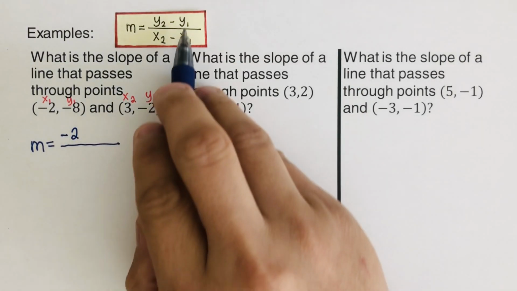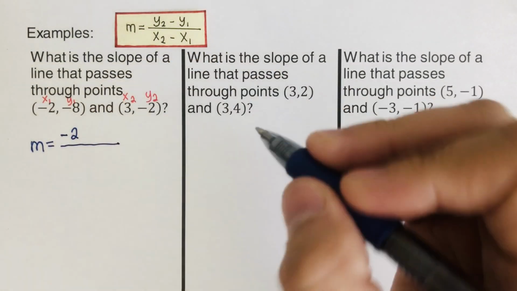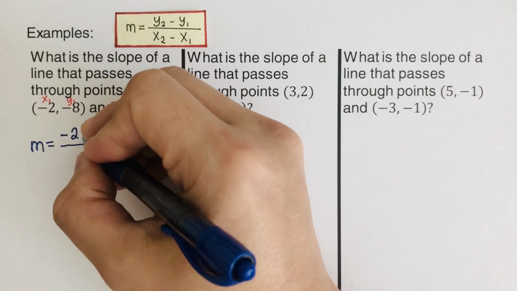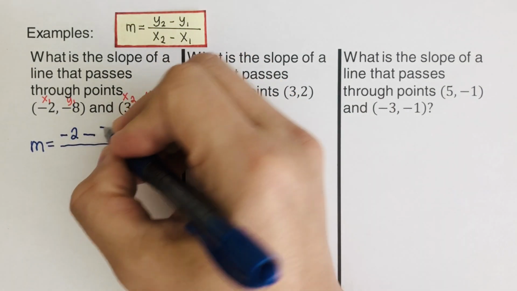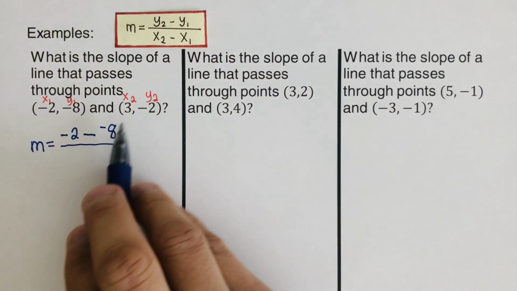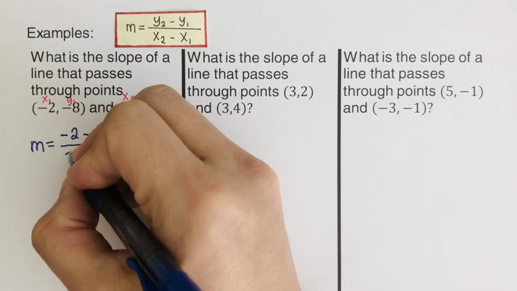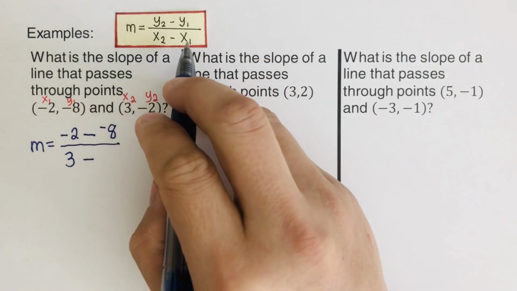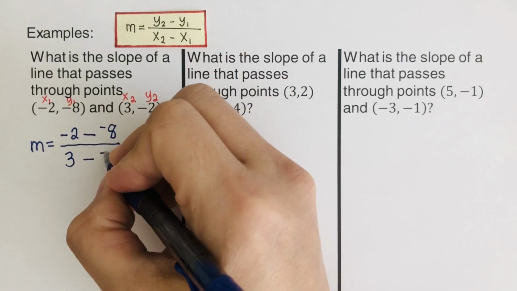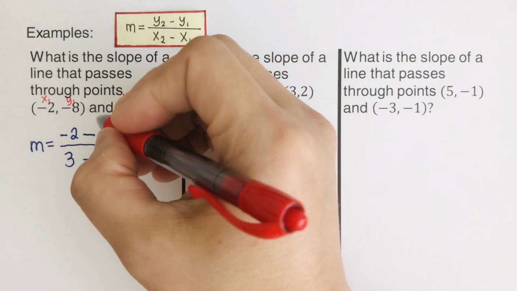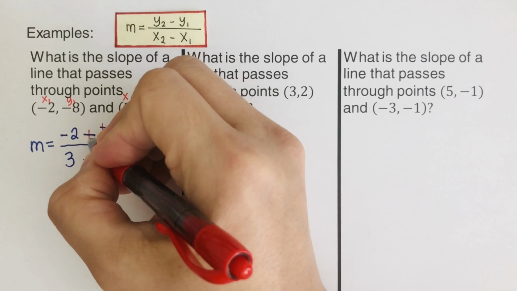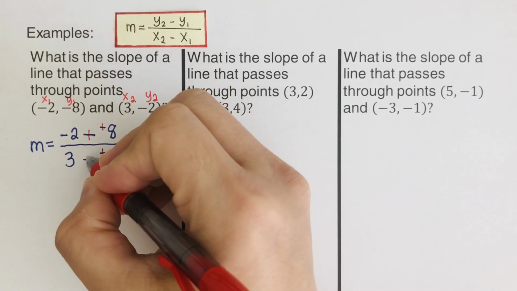And then y sub 1 is negative, that's a minus. But it's a minus, I put the minus first, so minus. And then y sub 1 is negative 8. And that is over. X sub 2 is 3. And then that's a minus. X sub 1 is negative 2. So I'm going to put a negative 2 here. Since both of these are minus and a minus, we change this to plus and plus. We change this to plus and plus.